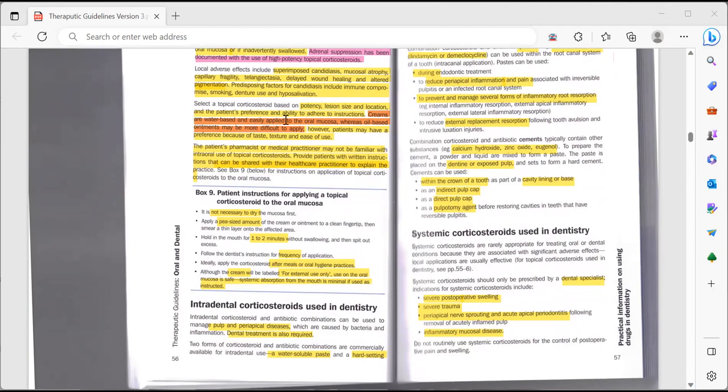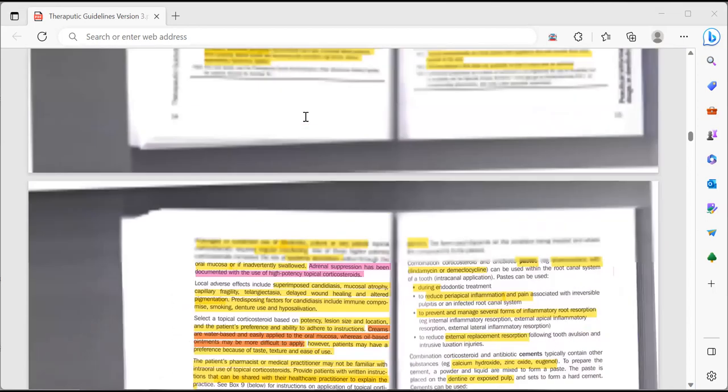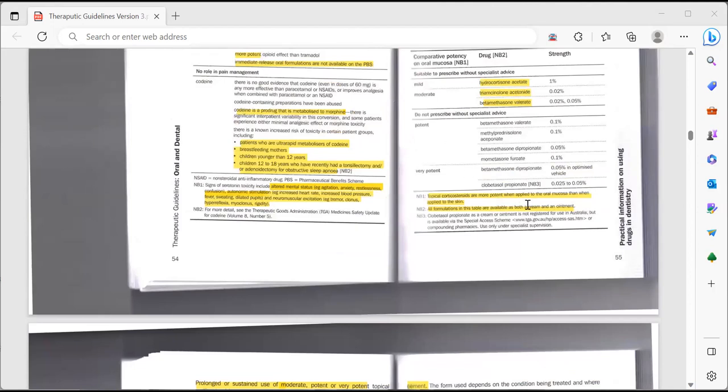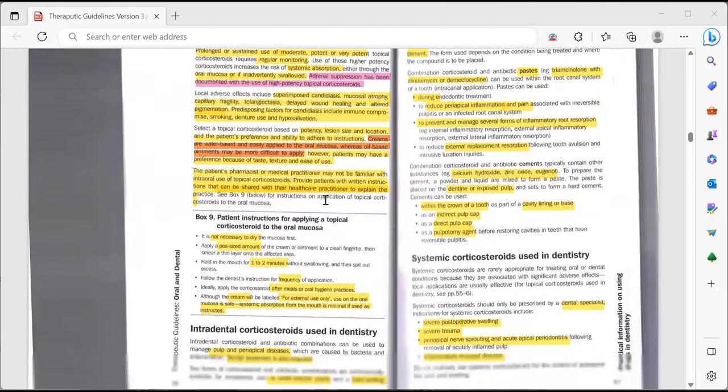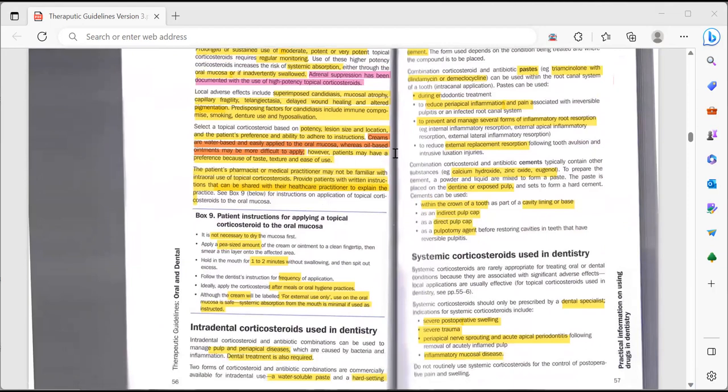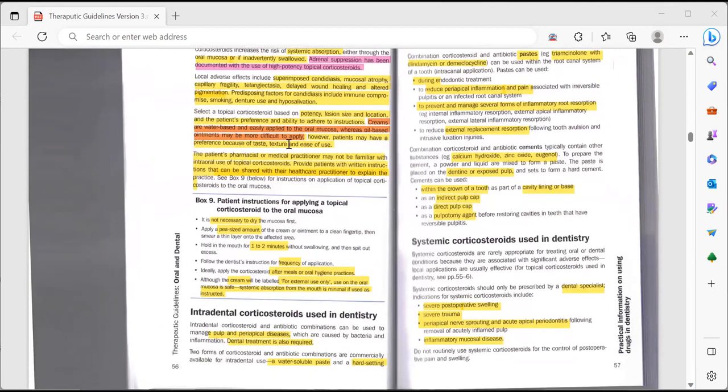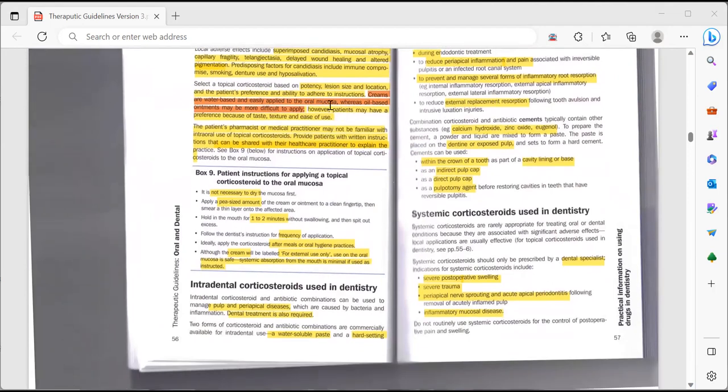Creams are water based and easily applied to the oral mucosa, whereas oil based ointments may be more difficult to apply. We read here that these formulations are available in both ways, either cream or ointment, and the cream is easier for the patient to apply. However, patients may have a preference because of taste, texture, or ease of use. It all depends on the patient, their thoughts do vary. So whatever they like, they can have, because they are available both ways.